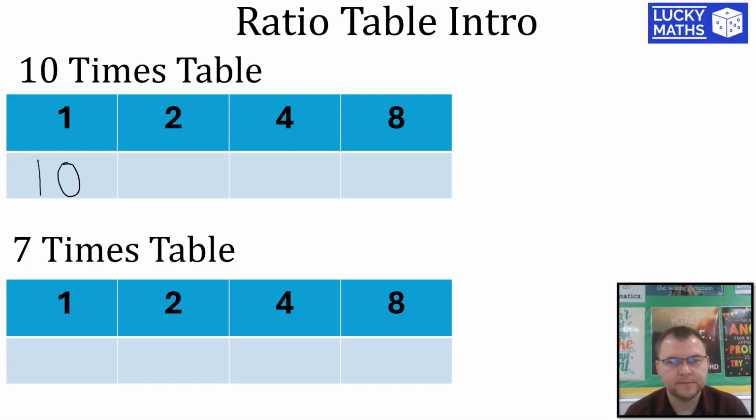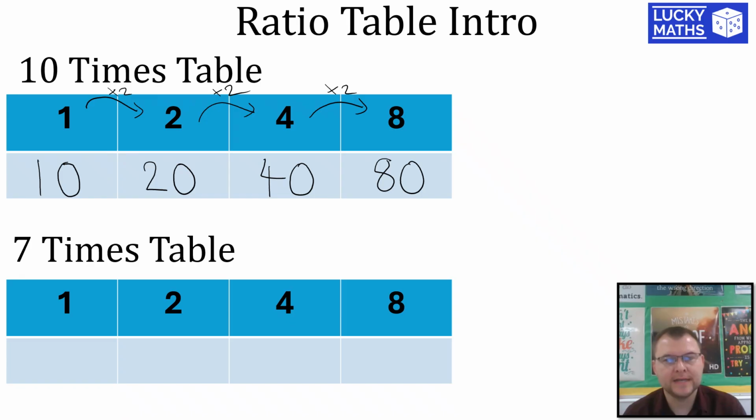1 10 is 10. So therefore 2 10s will be 20, because that is double. And 4 10s is 40, because that's double the previous answer. So again, the only mathematical calculations going on at the minute are doubling. And double 40 is 80. So I've just doubled everything. In front of us, it tells us that 8 10s is 80, 4 10s is 40, 2 is 20, and 1 is 10.